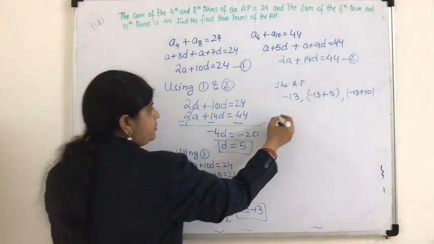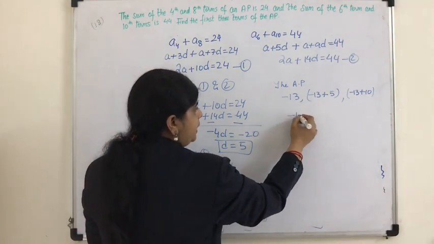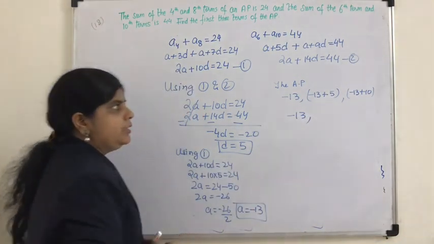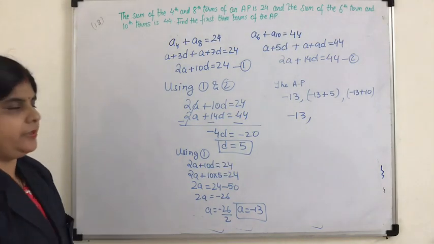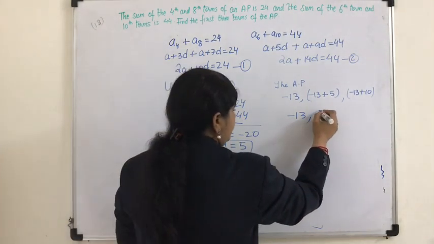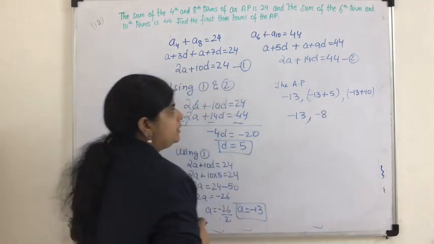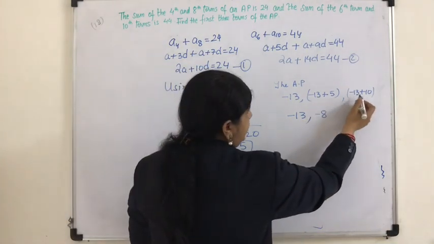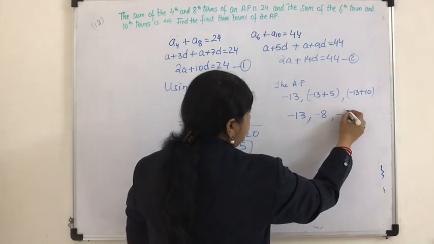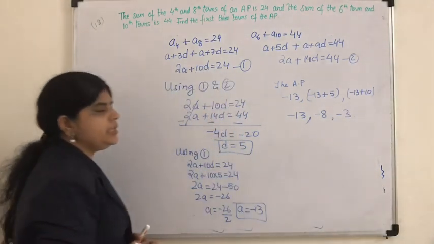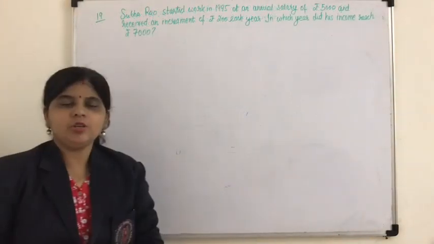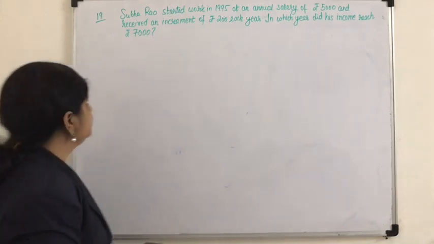So we can write one more step. So the 3 terms of the AP are minus 13, then minus 13 plus 5 is your minus 8. Then minus 13 plus 10 is your minus 3. So these are the first 3 terms of the AP. So now children, question number 19 we are going to do.